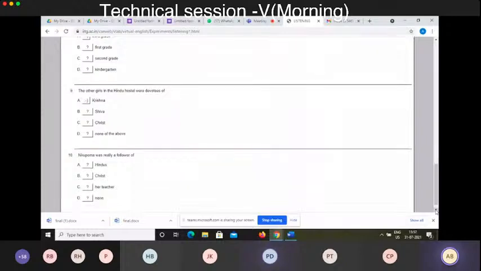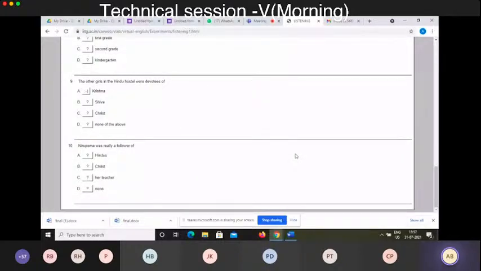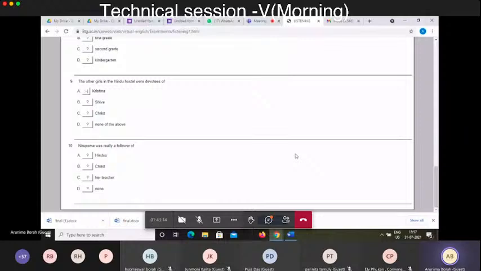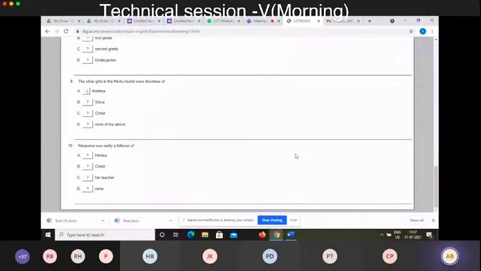Good. So, this is the last question. Nirupama was really a follower of A, Hindus, B, Christ, C, her teacher, D, none. What is the answer? B. C. Her teacher. Okay, C. Sorry, it's not correct. C is not the correct answer.